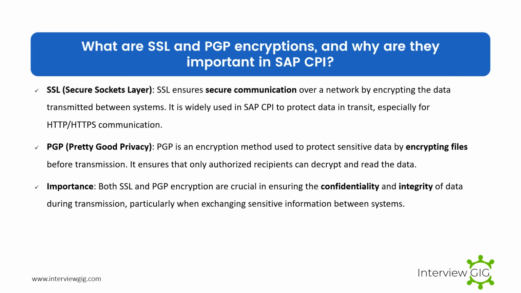PGP, Pretty Good Privacy. PGP is an encryption method used to protect sensitive data by encrypting files before transmission. It ensures that only authorized recipients can decrypt and read the data. Importance: both SSL and PGP encryption are crucial in ensuring the confidentiality and integrity of data during transmission, particularly when exchanging sensitive information between systems.